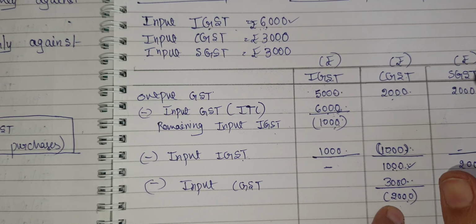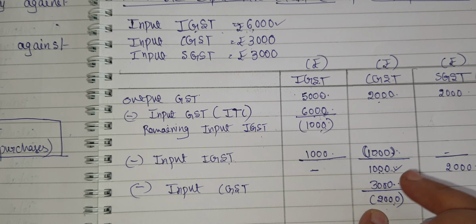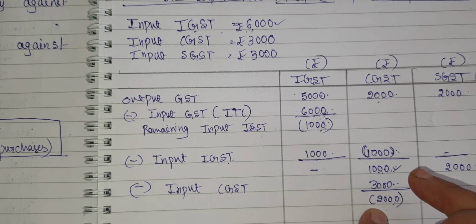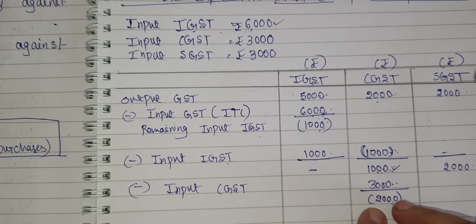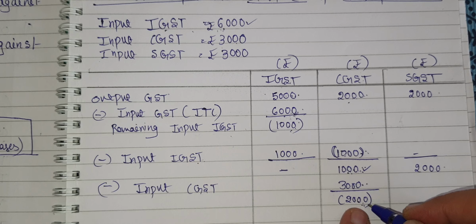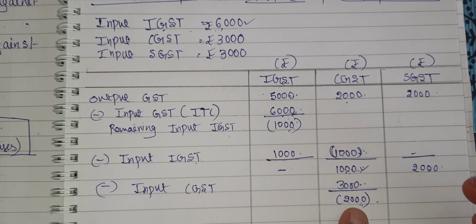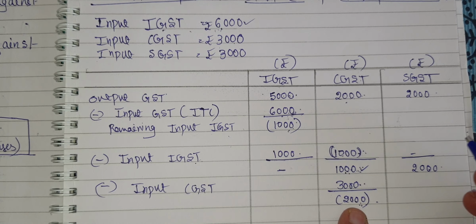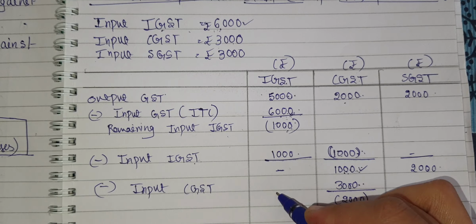Here also we need not pay the tax to the government because we have utilized the credit. We have utilized the input CGST that was paid on purchases, and the remaining input tax credit is rupees 2,000. Now the question will arise whether this remaining input tax credit can be utilized against SGST? No. CGST input tax credit can be used only against CGST and IGST.